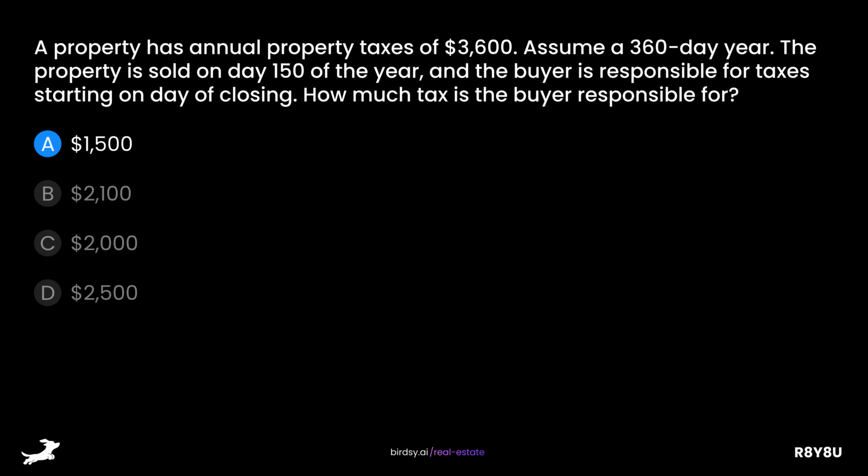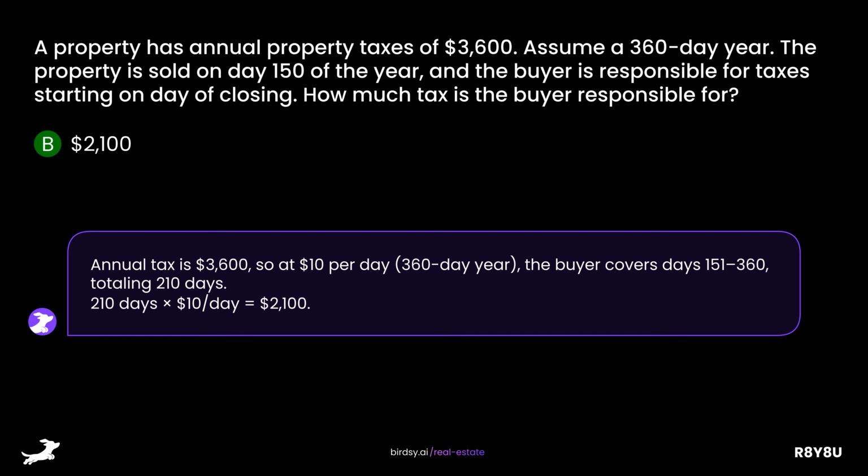Is it A, $1,500, B, $2,100, C, $2,000, or D, $2,500? The answer is B, $2,100. The annual tax is $3,600, so at $10 per day, based on a 360-day year, the buyer covers days 151 through 360, totaling 210 days. Multiply 210 days by $10 per day, which equals $2,100.